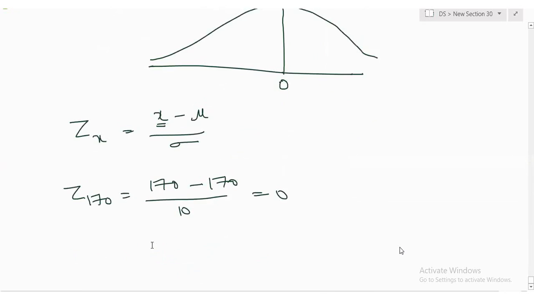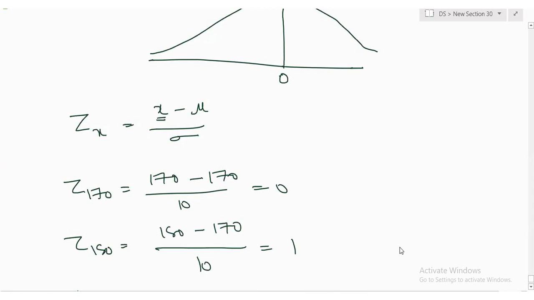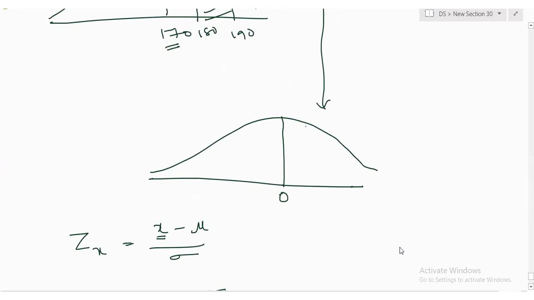Okay. Now what is the corresponding Z value for 180? This will become 180 minus its mean 170, divided by 10. Again, this is going to be 1. So I need to mark this as 1 corresponding to 180.